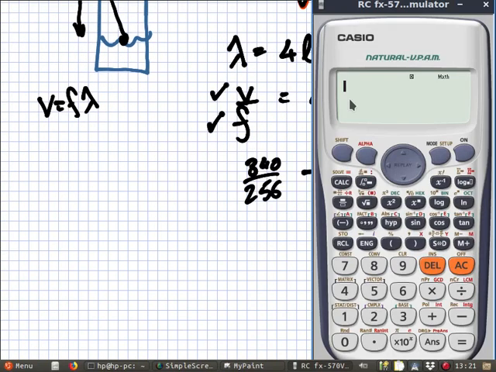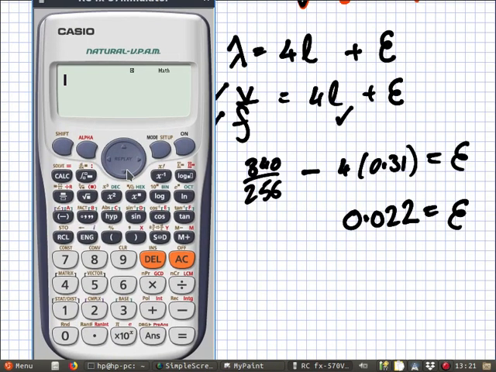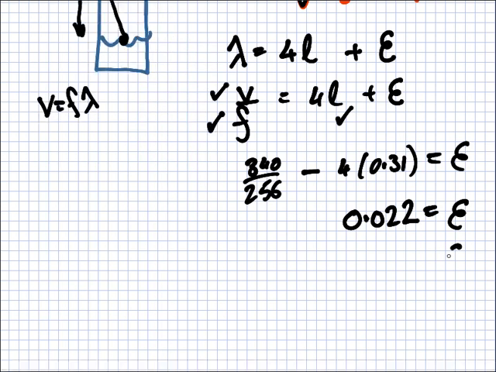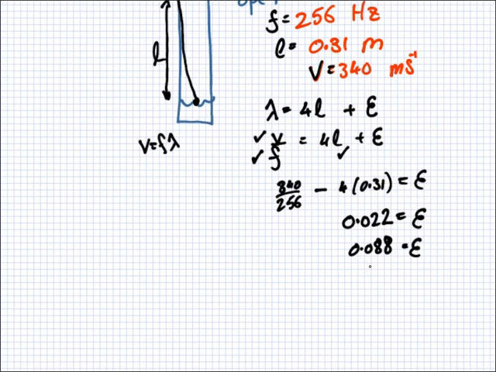Hang on. I know what I'll do. Prove you all wrong. 340 over 256 minus 4 times 0.31. Okay, good job, Siva. You are right then. It's 0.088. No, we're not quite finished yet. Yeah? That's okay.